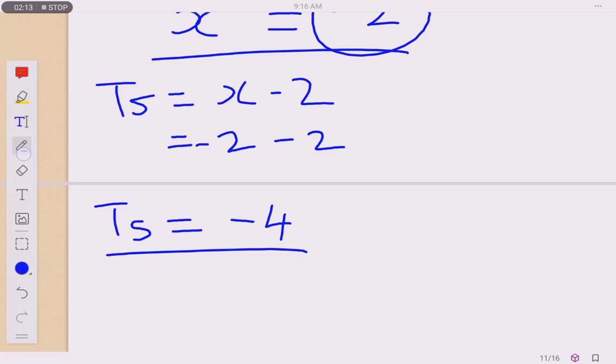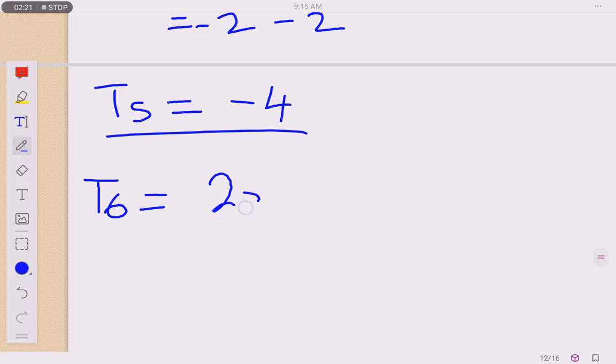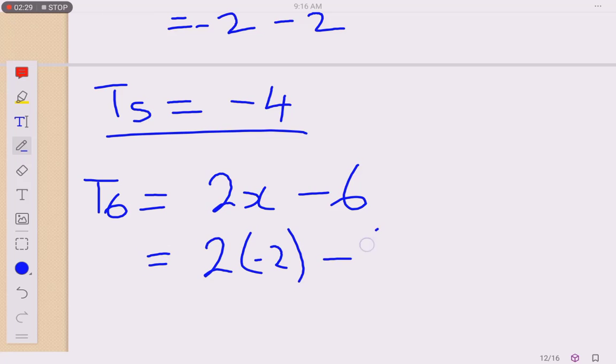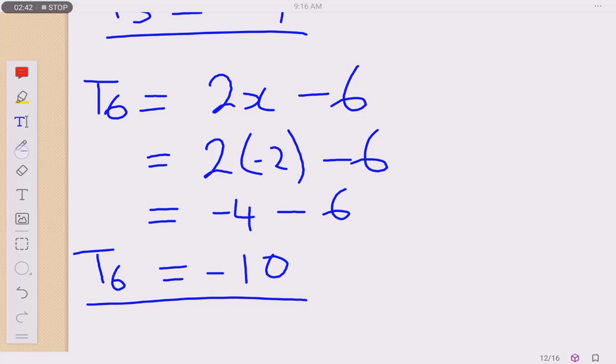Okay, let's go to T6. T6 was equal to 2x minus 6. Substituting with our x equals minus 2, we have 2 by minus 2 minus 6. We'll have minus 4 minus 6. At the end of the day, our T6 becomes minus 10.